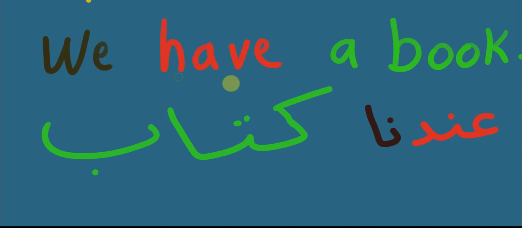We have a book. عندنا كتاب. This here, and as I talked before, in this context it's similar to have, but it's not used like have in every other context. You use another word other than عند. عند is called ظرف مكان or ظرف زمان.